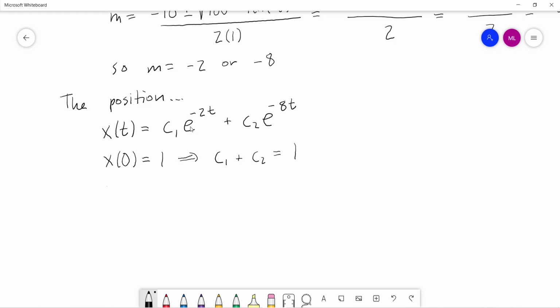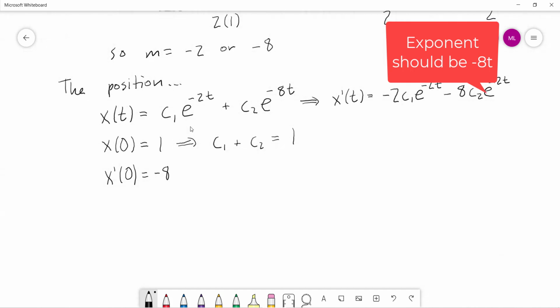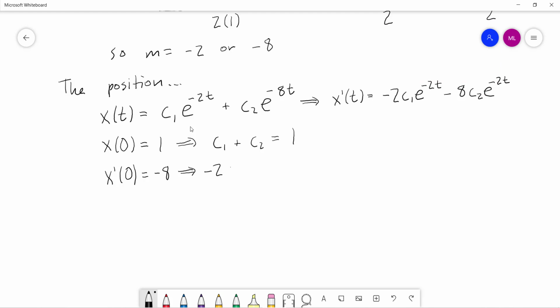And then the second one says that x prime of 0 is equal to, what did I pick? -8. Just made up these numbers, so let's see. If this is x of t, then x prime of t is going to be -2c1 e to the -2t minus 8c2 e to the -8t. And so when I plug in 0 here, I'm going to get -2c1 minus 8c2, and that's supposed to be -8.